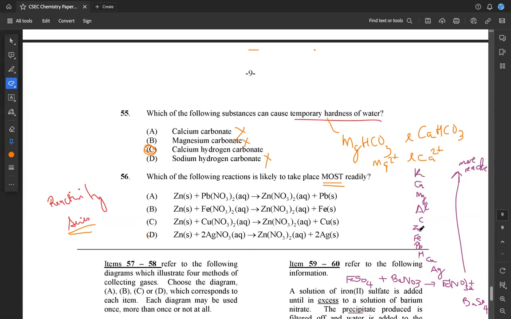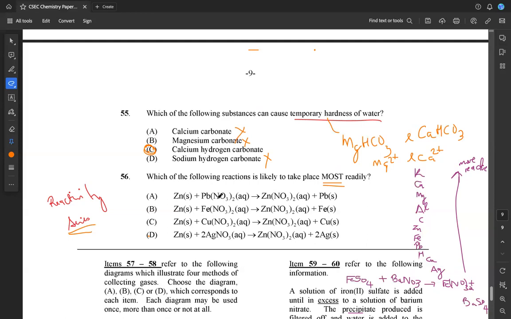So this is our reactivity series, right? We have potassium, calcium, magnesium, aluminum, carbon, zinc, iron, lead, hydrogen, copper, and silver. So this is our reactivity series, and the ones that are at the top are the more reactive ones. So the ones that are further up top will displace any metal that's below them in a salt, right?